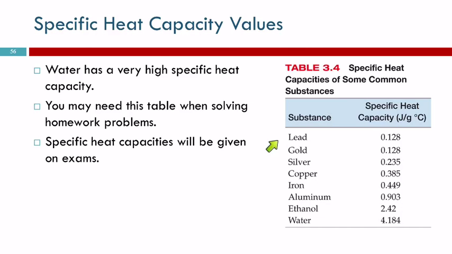Most of the things in here are metals, right? Metals have low specific heats. They change temperature very easily. Water does not. Ethanol here is kind of in the middle. So when you're doing homework problems, you may need to refer to this table. They may not give you these specific heats, and you just need to go look them up. On an exam, they will be provided either in the question or in a little table at the beginning of the exam. You do not need to memorize specific heats.